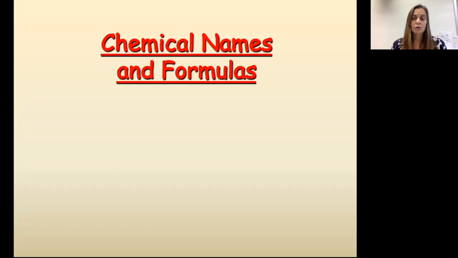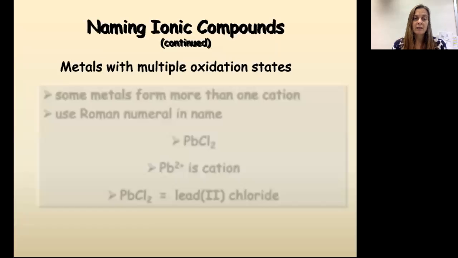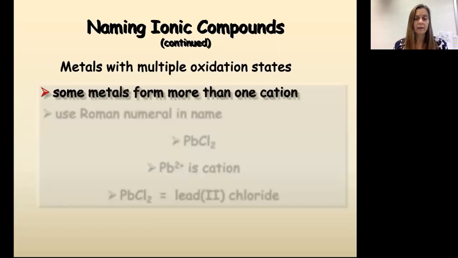But now we're going to move into transition metals. And naming these is different because these metals have multiple oxidation states. So when we were talking about group 1 and group 2 and group 3 and even zinc and silver, those metals always have the same charge. Group 1s are always +1, group 2s are always +2, group 3s are always +3, silver is always +1, and zinc is always +2. But some metals form more than one cation.